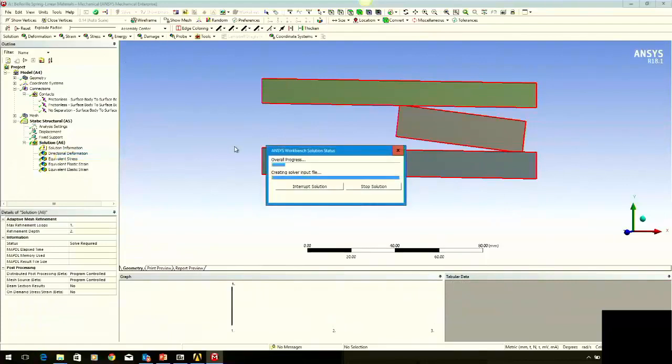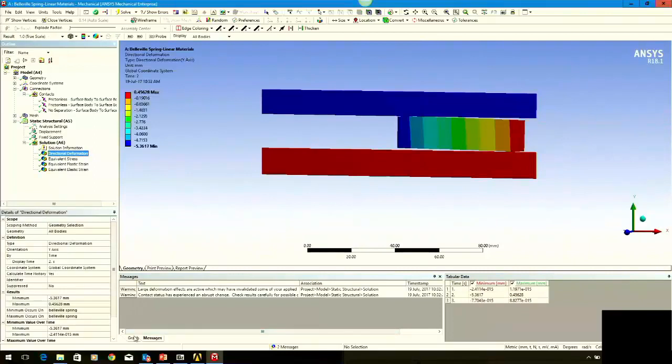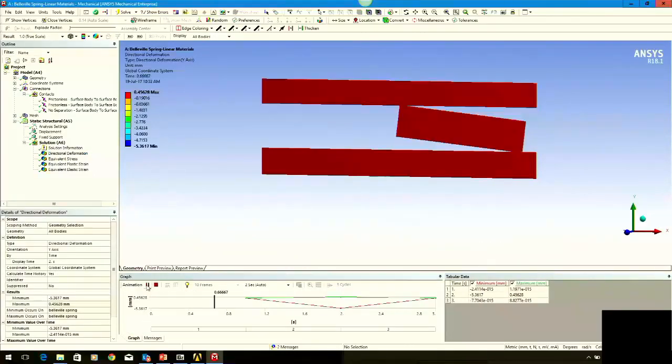Okay, so if I solve the model, okay, so if we look at the total deformation and we animate. So the spring basically returns to its starting position.